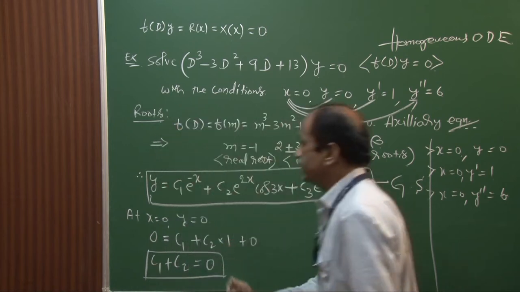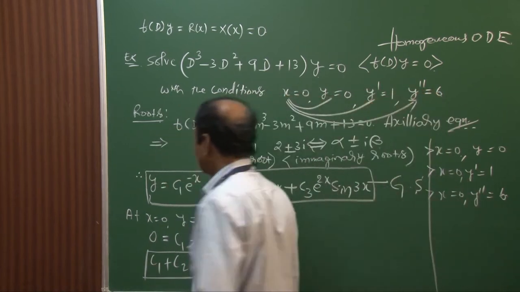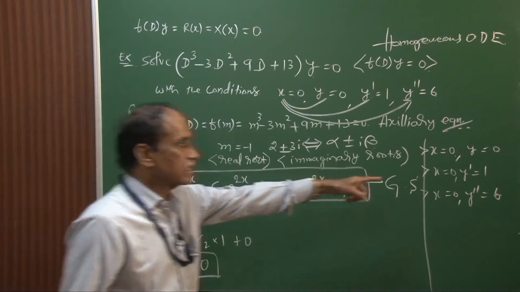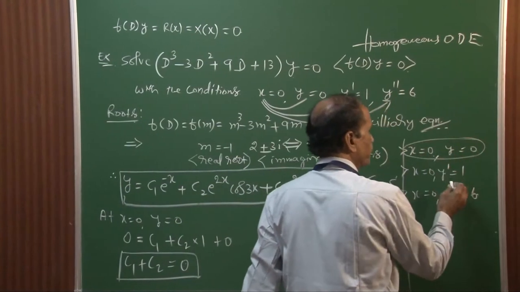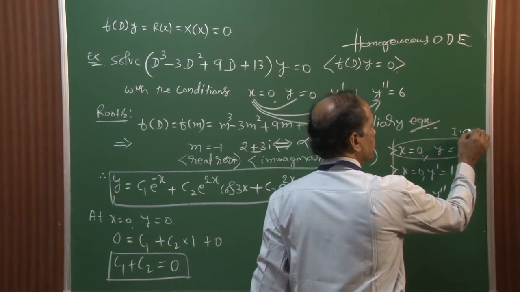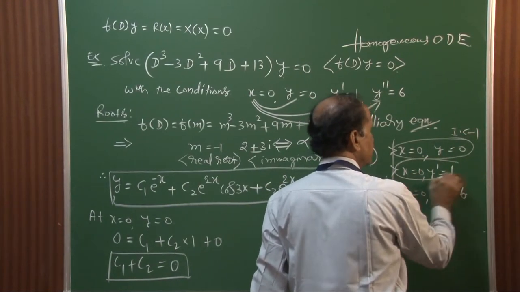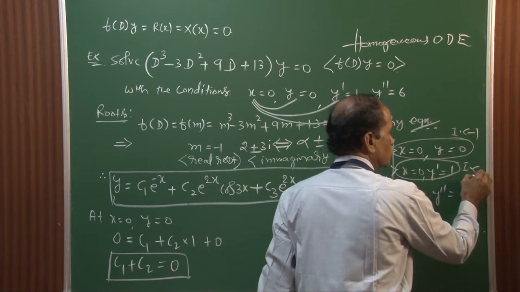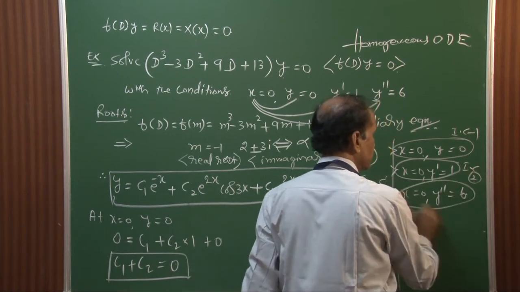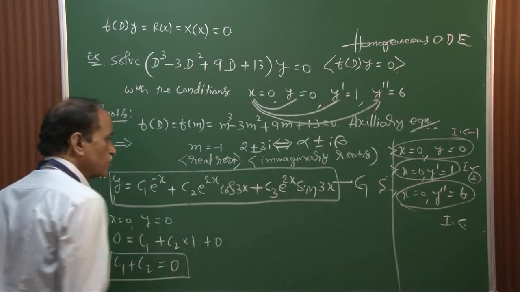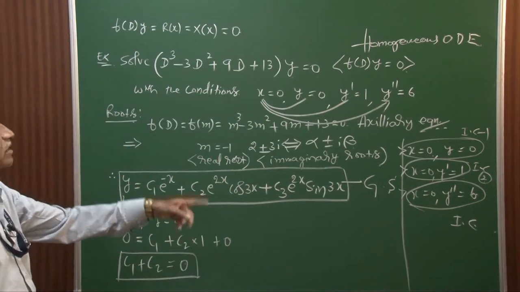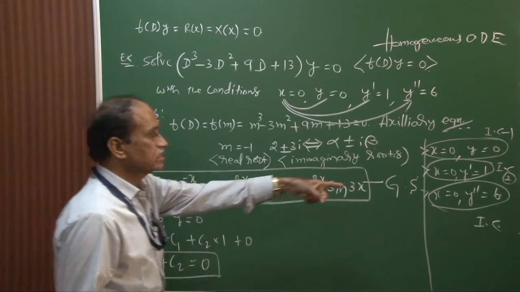Now, to find the next solution, the next application of the initial conditions: this is the first initial condition, I can call it IC1, this is IC2, this is IC3. Then we will have to use all the three. How we are going to get the solution, let us continue.